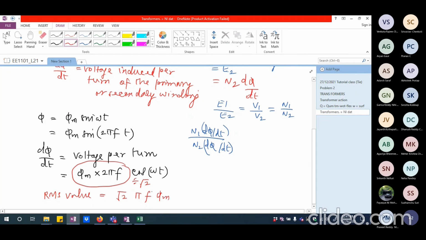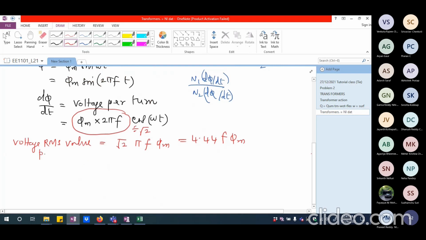So this root 2 pi is going to work out to 4.44. So I'm going to have 4.44 multiplied by f multiplied by phi m as the voltage RMS value per turn. So this is going to be per turn. That is the reason why we wrote E1 is 4.44 f phi m multiplied by N1, and E2 equal to 4.44 f phi m multiplied by N2.